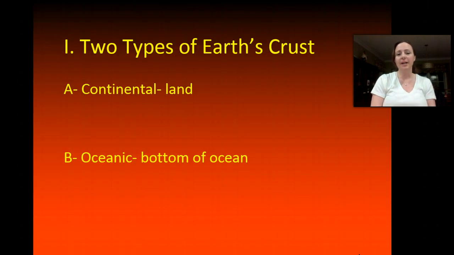There are two types of Earth's crust that we see at the very top of the surface. We have the continental crust, which is the land, and we have the oceanic crust, which is the land that's at the bottom of the ocean.